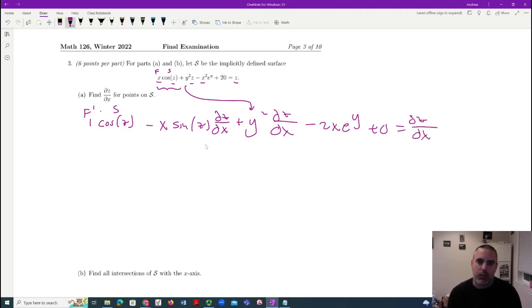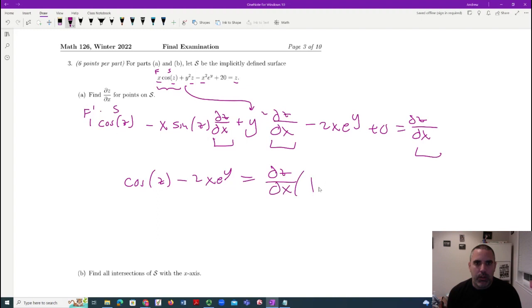Oh, and it asks for the general formula. So it's asking for the general formula. You've got to get all the dz/dx's on the same side. So you say cosine of z minus 2x e to the y is dz/dx, 1, this is 1, plus x sine of z minus y squared. And then divide and you got it.